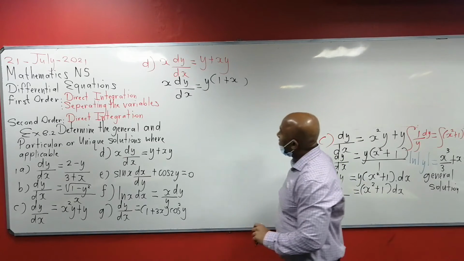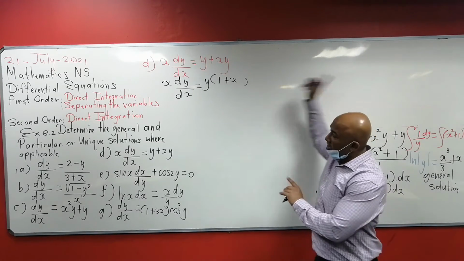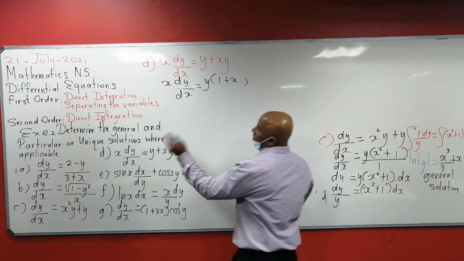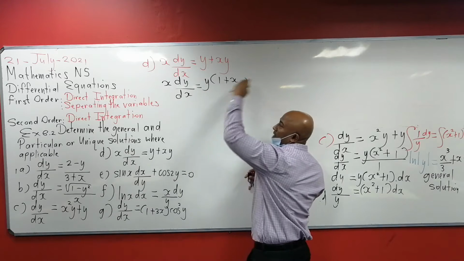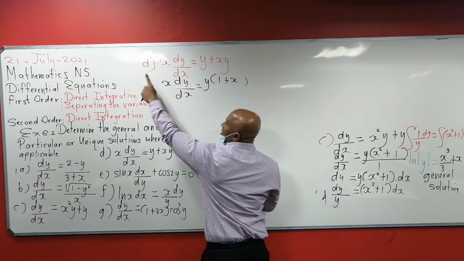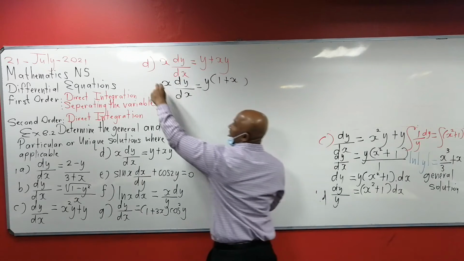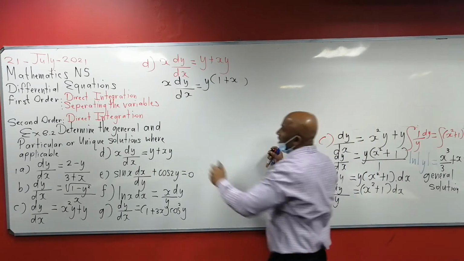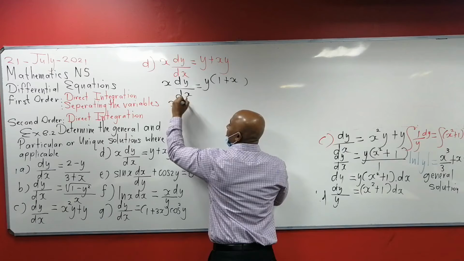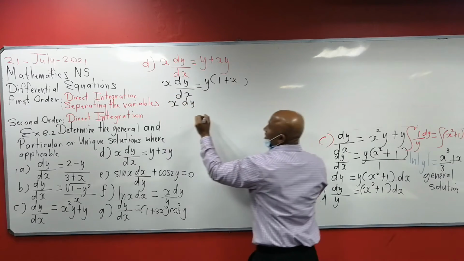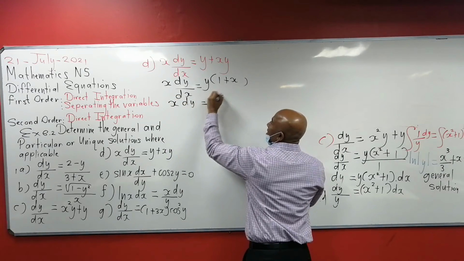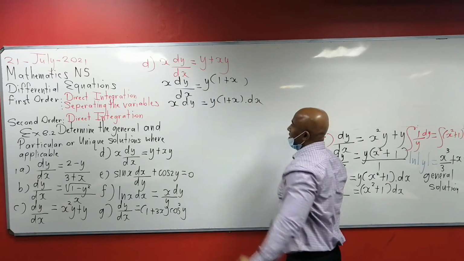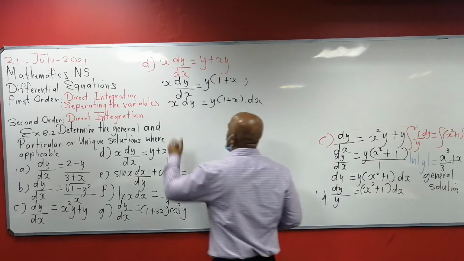Right, so now the whole idea is get your dx on the right, dy on the left. So let me just do it step by step. I'm going to multiply by dx on both sides. If I multiply by dx, it's the same as cross multiplying by dx. So now x times dy is equal to y times 1 plus x multiplied by dx. So I got my dx on the right.